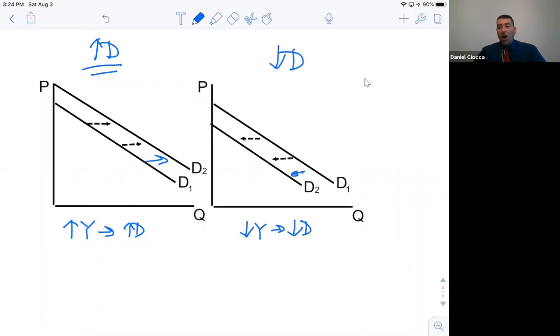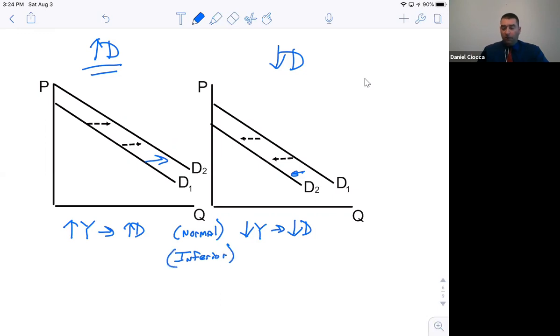Anytime you have a positive relationship between income and the demand for a particular good or service, we have a name for that type of good. That's called a normal good. Now, the second type of good is what's referred to as an inferior good.